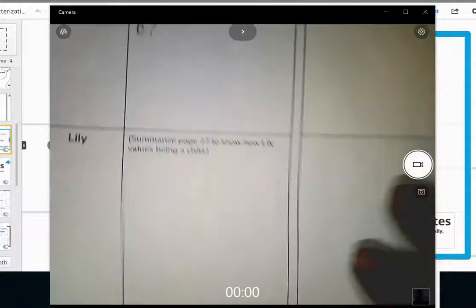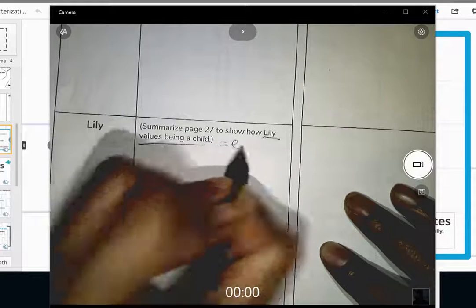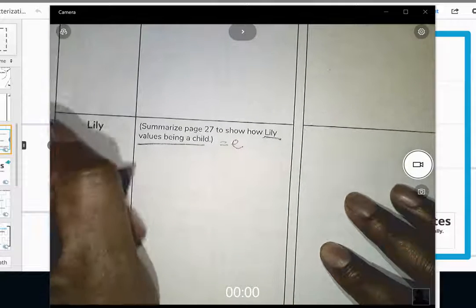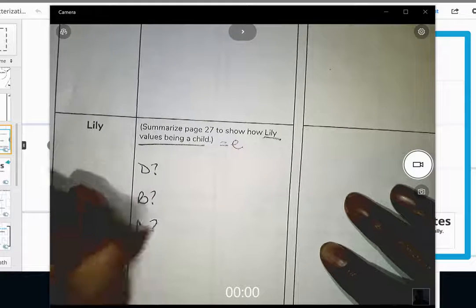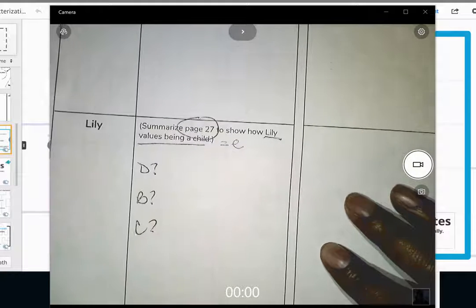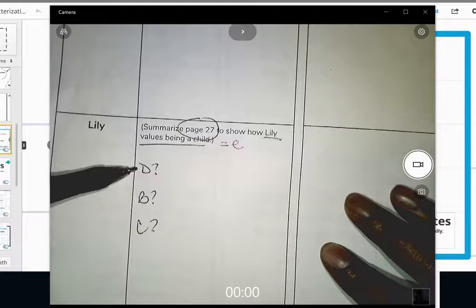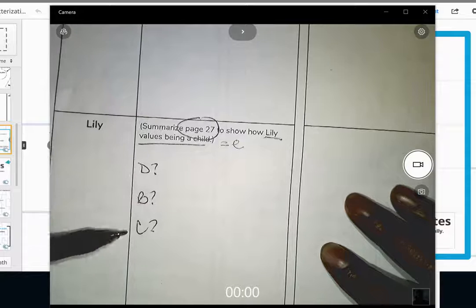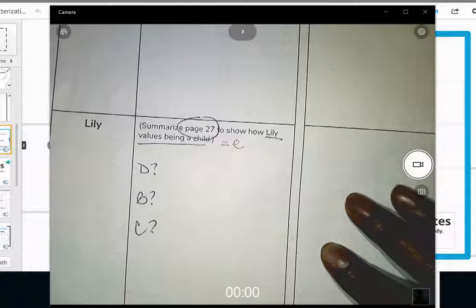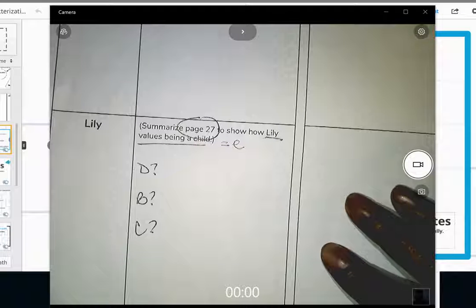For Lily, I gave you E. So I want you to do the process. So what is D, B, C? Go to page 27. What's some things that Lily says or does on page 27? Why did she say or do those things? What was 27 even talking about? And then what does that tell you about what's her attitude or feelings about that topic?